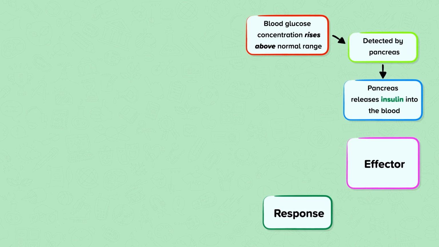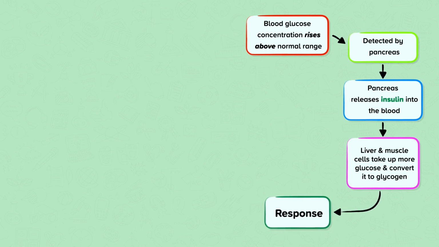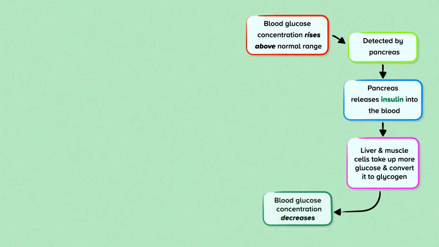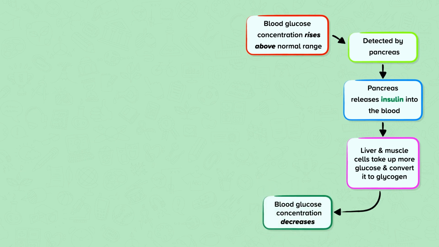Now, the insulin acts on the effectors, which in this case are the liver and muscle cells, which take up more glucose and convert it to glycogen. This leads to a response, where the blood glucose concentration decreases. Now, this is opposite to the original stimulus, which was the blood glucose concentration rising or increasing. This is the negative feedback and results in the blood glucose concentration returning towards the normal range.